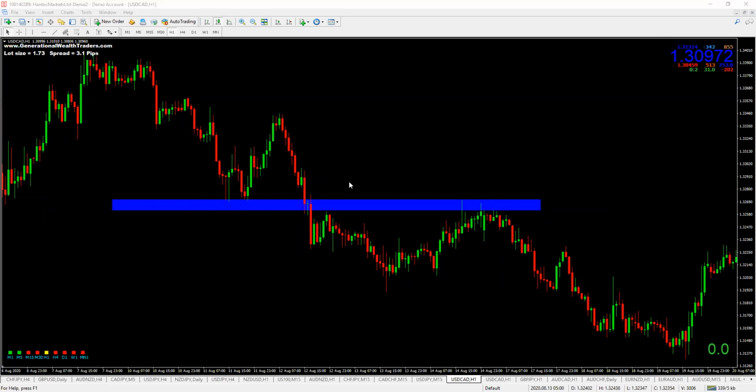So whether you are trading engulfing candles, whether you are trading fractal breaks, whether you are trading, I don't know, triangles or any other strategy, it works best at support and resistance. Let's just pause and let that sink in.